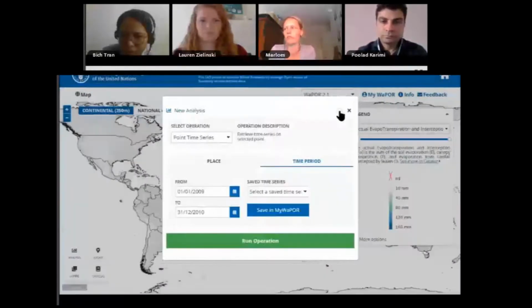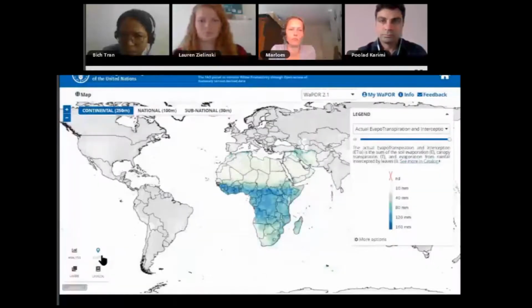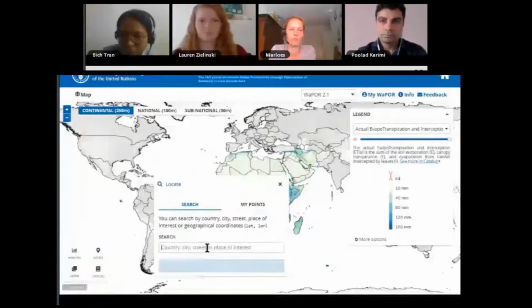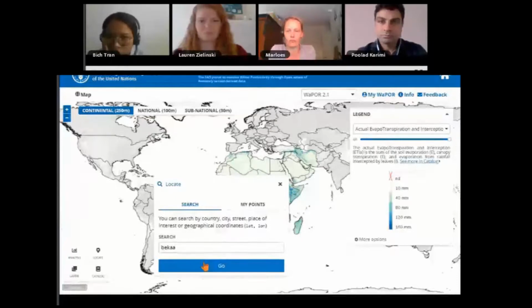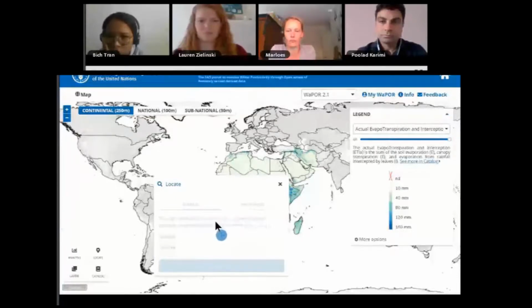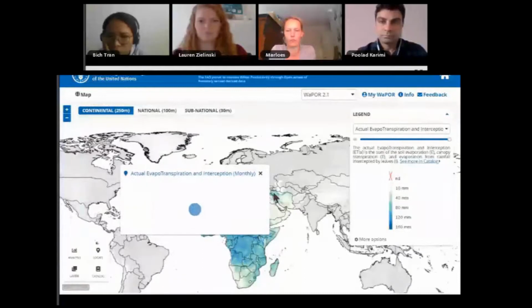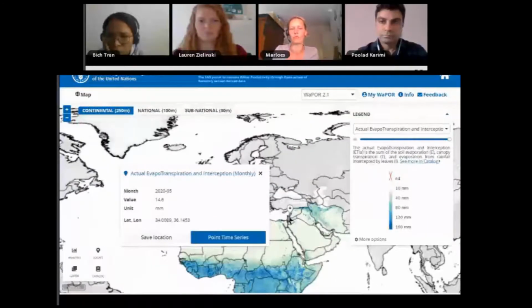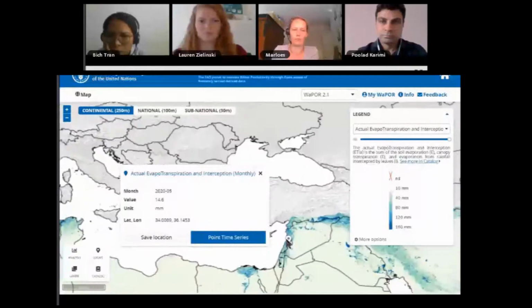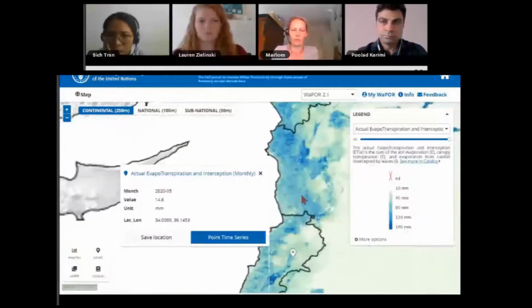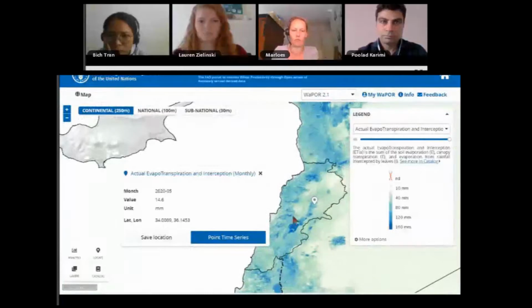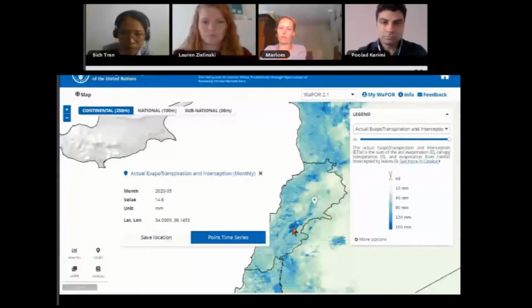Now go back to the portal. In case you don't have the exact coordinates of the location you want to extract time series, you can use the Locate tool to search for a name of city or place of interest. For example, now I will search for Bekaa Valley in Lebanon. After that, the portal will show a point in Bekaa Valley. Another way is to click on any point on the map. For example, I want to select different points in Bekaa Valley.